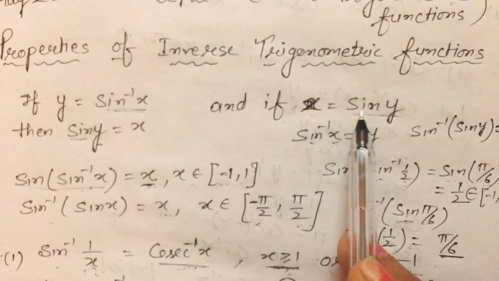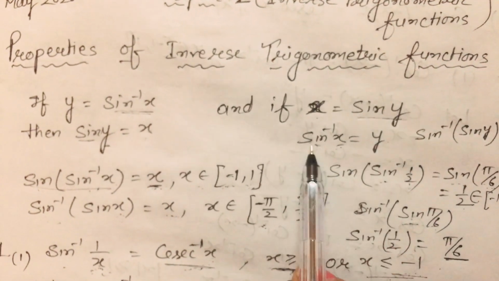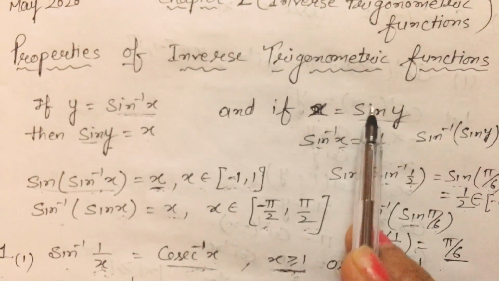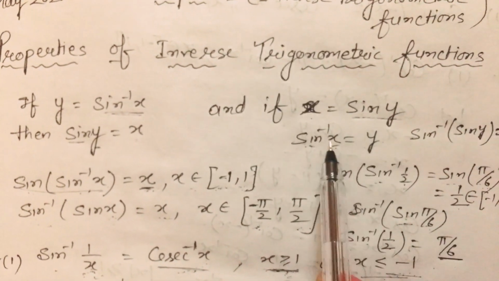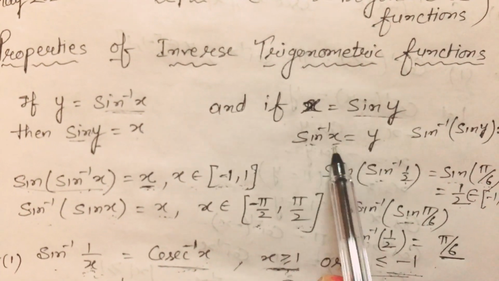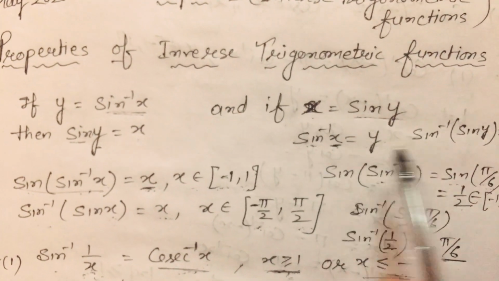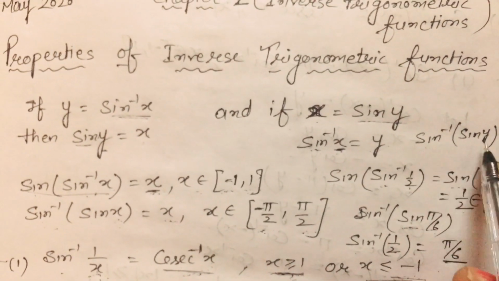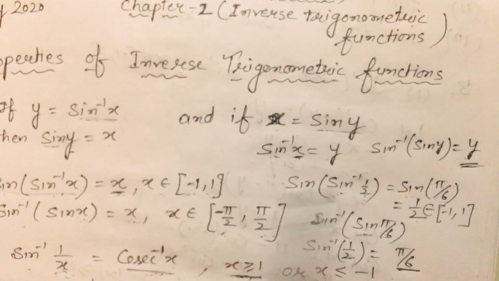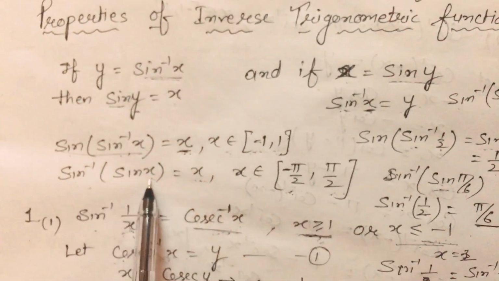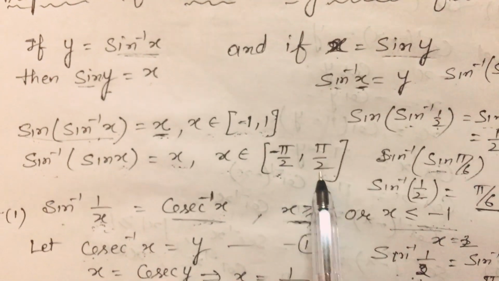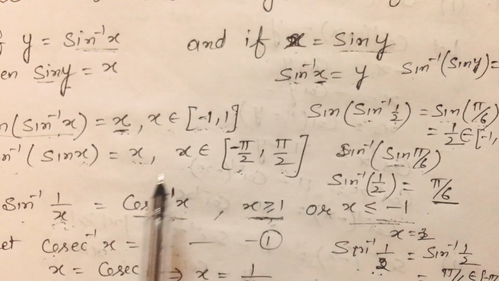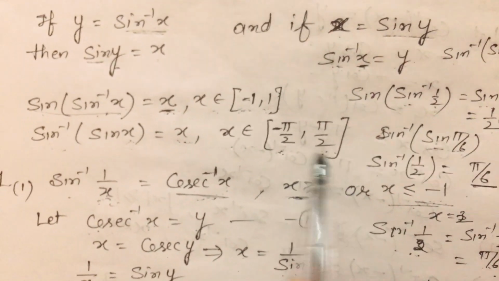Same here, if x is equal to sine y, then sine inverse x is equal to y. So what is x here? Sine y. So we can write sine inverse sine y is equal to y. Same, sine inverse sine of x we can write as x, but here x belongs to minus pi by 2 to pi by 2.